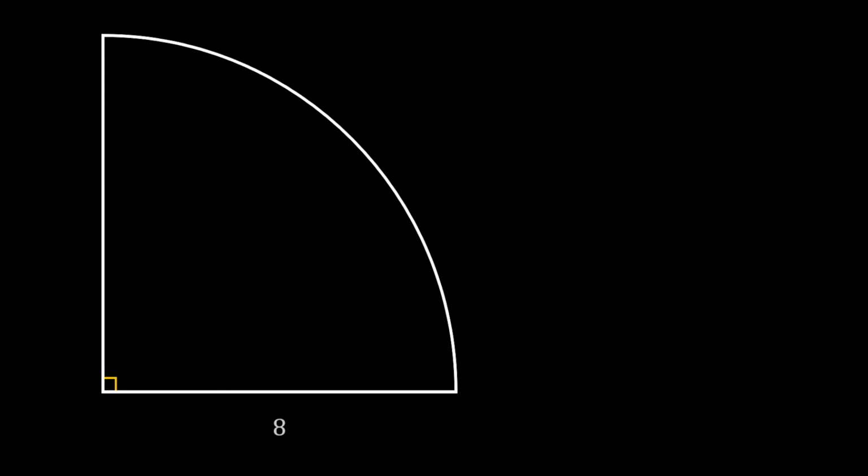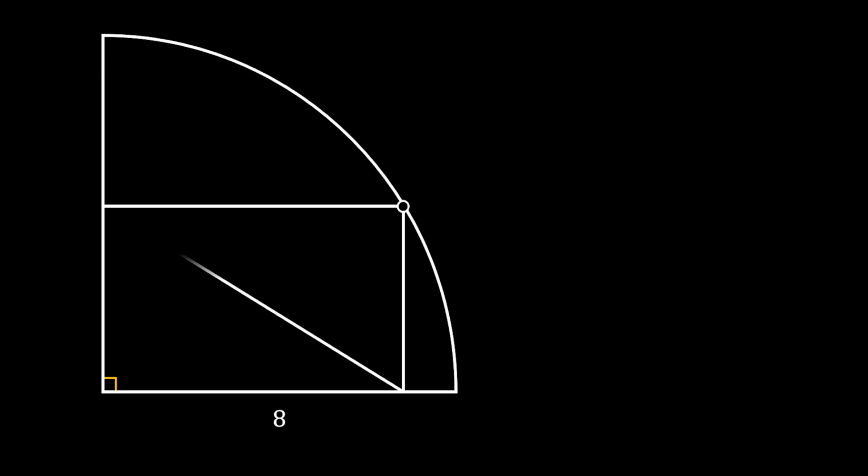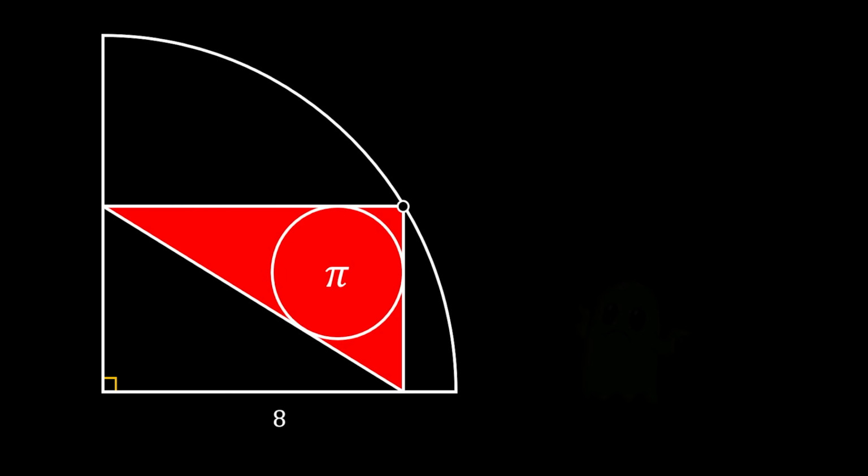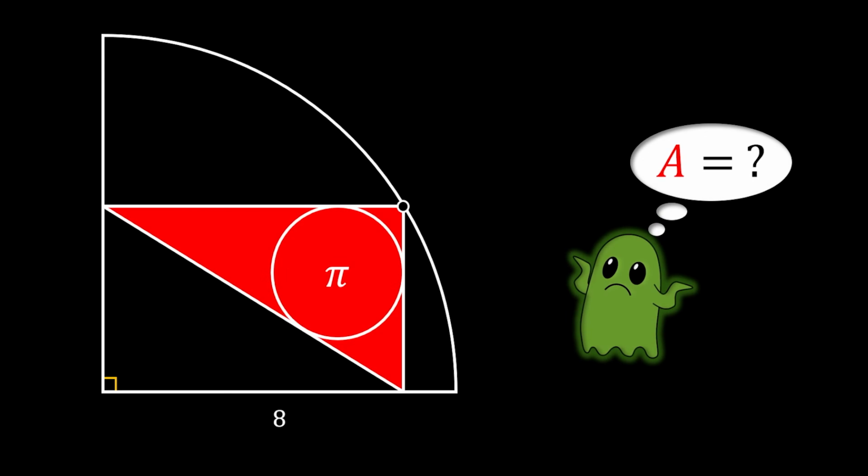In today's problem, we are going to start with a quarter circle with the radius 8. Then we're going to choose the point on the arc of the quarter circle from which we will pull the horizontal and the vertical line like so. Then we're going to connect those two lines to form this really nice triangle. Now inside this triangle we will inscribe a circle with the area pi. The question is, can we somehow calculate the area of this red triangle?